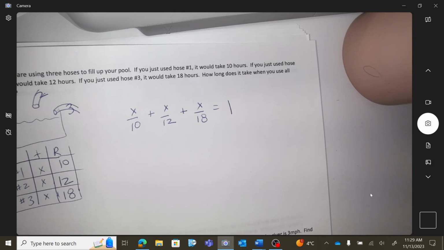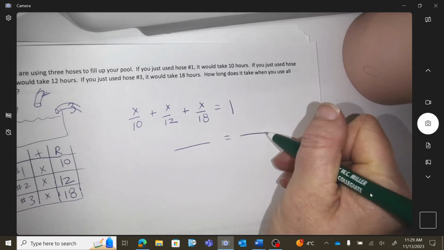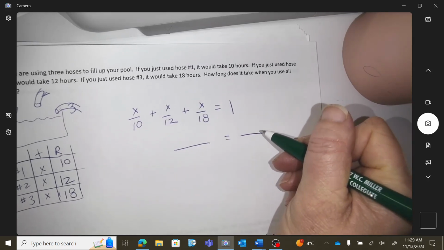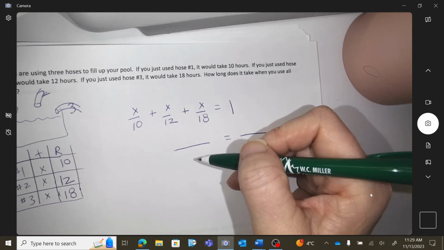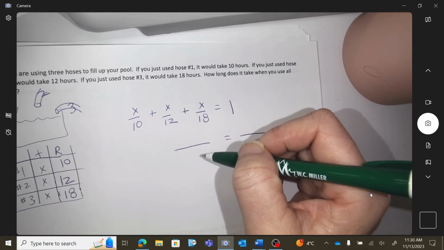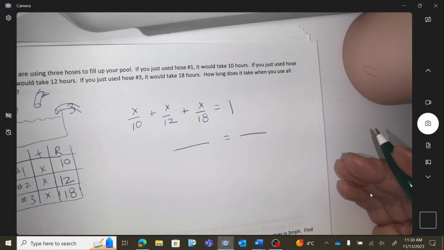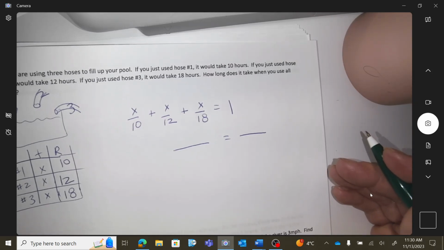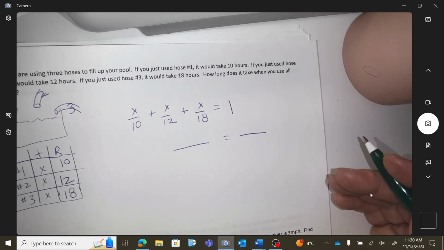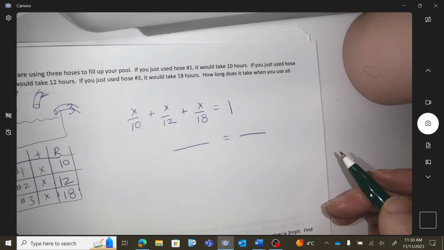So now, what do you want to do? Cross multiply or common denominator? Common denominator. Okay, I need you to get me a number that is divisible by all of them. And on this one, normally I say you have to pick the lowest. On this one, it won't matter. You don't need to pick the lowest. Just pick anything that works for all 3 of them.